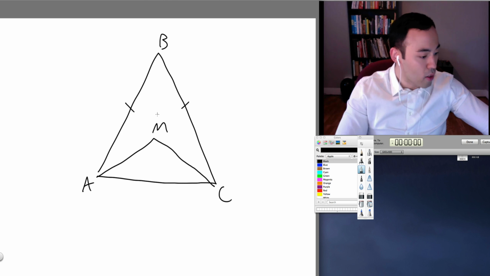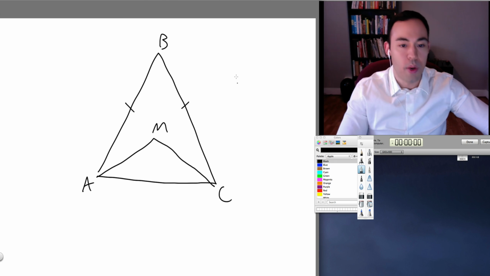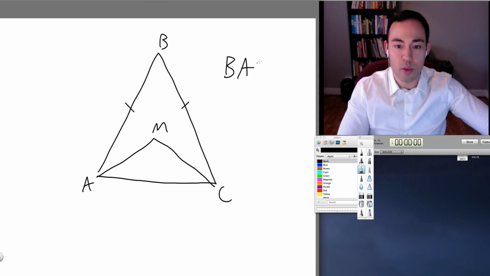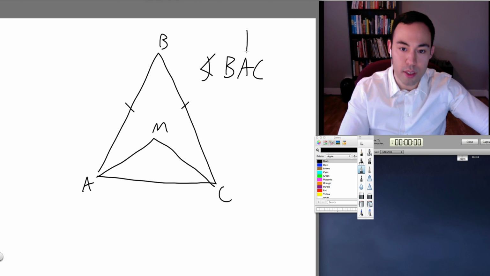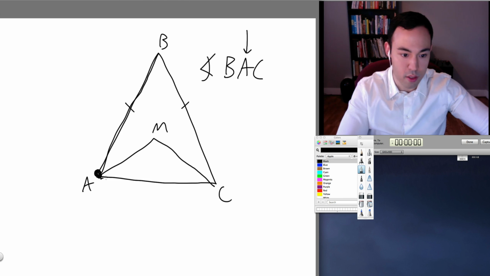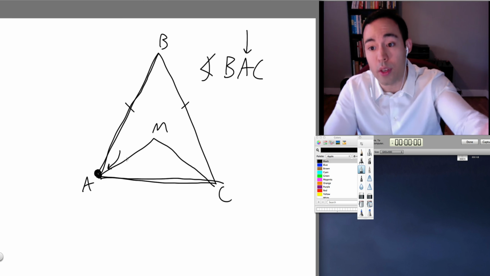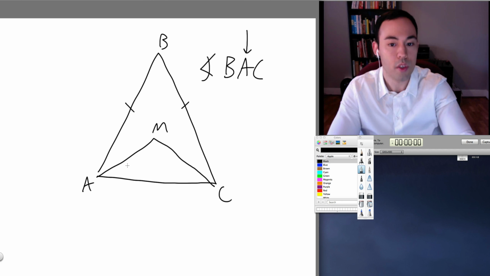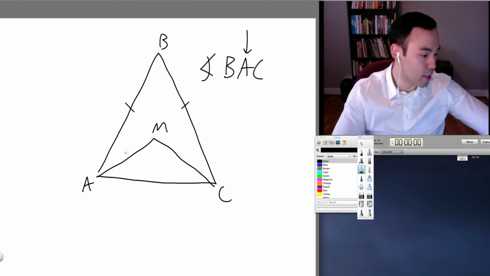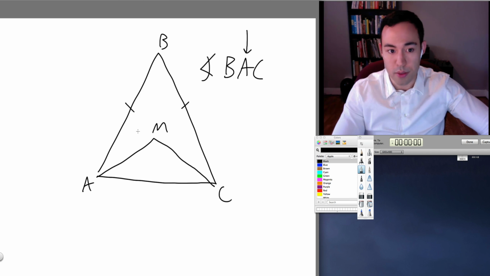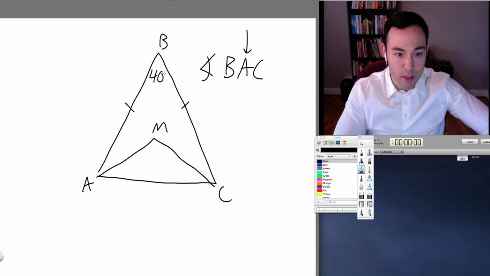AM and CM are angle bisectors of BAC. By the way, anytime with angle notation, I notice some students don't know this. Anytime they say angle BAC, they're saying that this is going to be the thing sandwiched within the angle. So this is B, A, our vertex, C, and it's referring to that angle measure right there. Okay, so that's a little side note. So this is an isosceles triangle, and they're telling us that this is equal to 40 degrees.